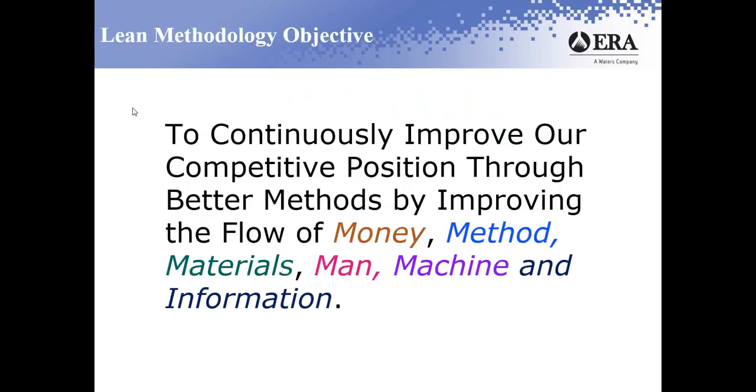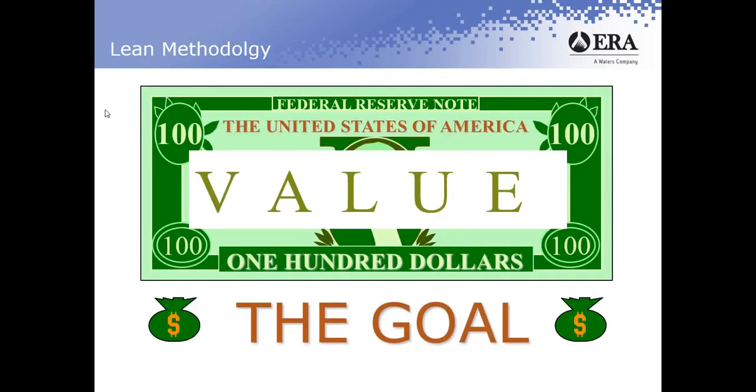The objective is to continuously improve your competitive position through better methods by improving the flow of your money, your methods or processes, your materials, your starting materials, raw materials, finished materials, packaged materials, those types of things. Man, which is your employee, machines or information. And machines can range from analytical equipment to your software systems to anything of that nature. So again, you're looking to improve the flow of all those critical things to any business. And the ultimate goal is to provide value. All right, you're going to reduce your waste and provide value to your business, your operation.